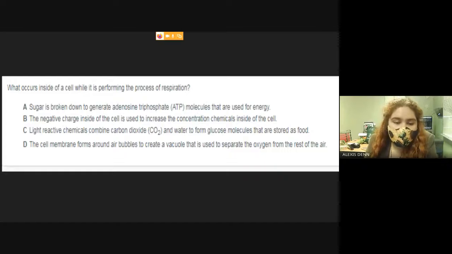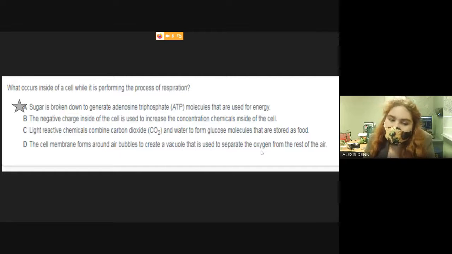What occurs inside of a cell when it is performing the process of respiration? A, sugar is broken down to generate adenosine triphosphate molecules that are used for energy. Cell respiration, sugar is broken down. Okay, maybe, right? Glucose goes into cellular respiration. B, the negative charge inside of the cell is used to increase the concentration of chemicals inside the cell. That makes no sense. No, not B. C, light reactive chemicals combine carbon dioxide and water. Nope, that's photosynthesis. I know that. D, the cell membrane forms around air bubbles to create a vacuole that is used to separate the oxygen from the rest of the air.